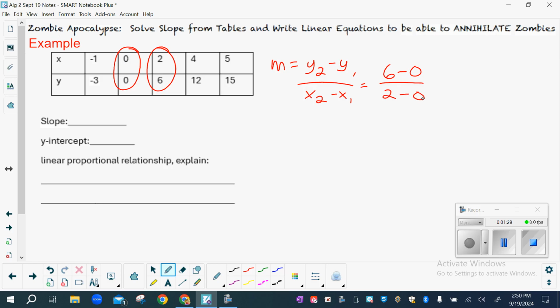And just remember, these that are up and down above each other need to be for the same point. You have a question, Aiden? Okay, so we get 6 on the top, 2 on the bottom. Our slope is equal to 3.